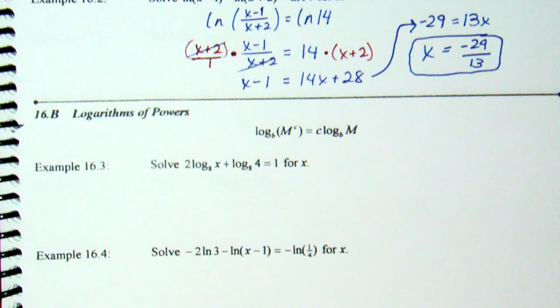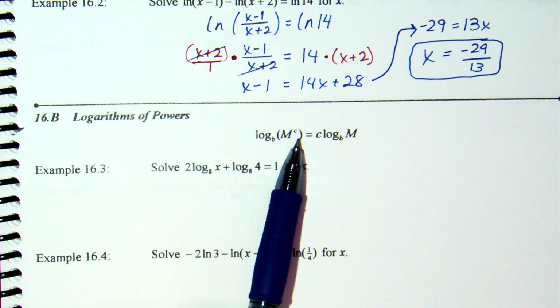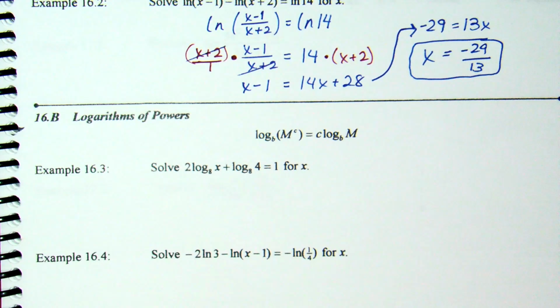Example 3. Oh, before we go into example 3, this is just to review that if you have a power, such as log base b of m to the c power, that power can be moved and written out front as a coefficient. So c times log base b of m. Okay. Thoughts on example 3 then?